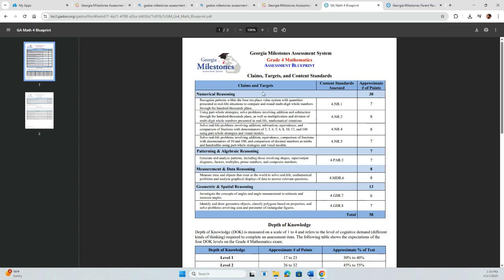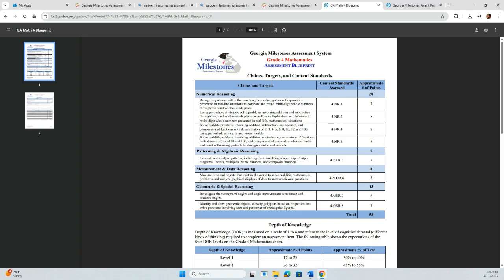So let's take a look a bit of here. This is why I love the blueprint for math. It leaves no questions unanswered. They get very specific with the standard right here in the center. See where my cursor is going up and down? These are your standards numbers.